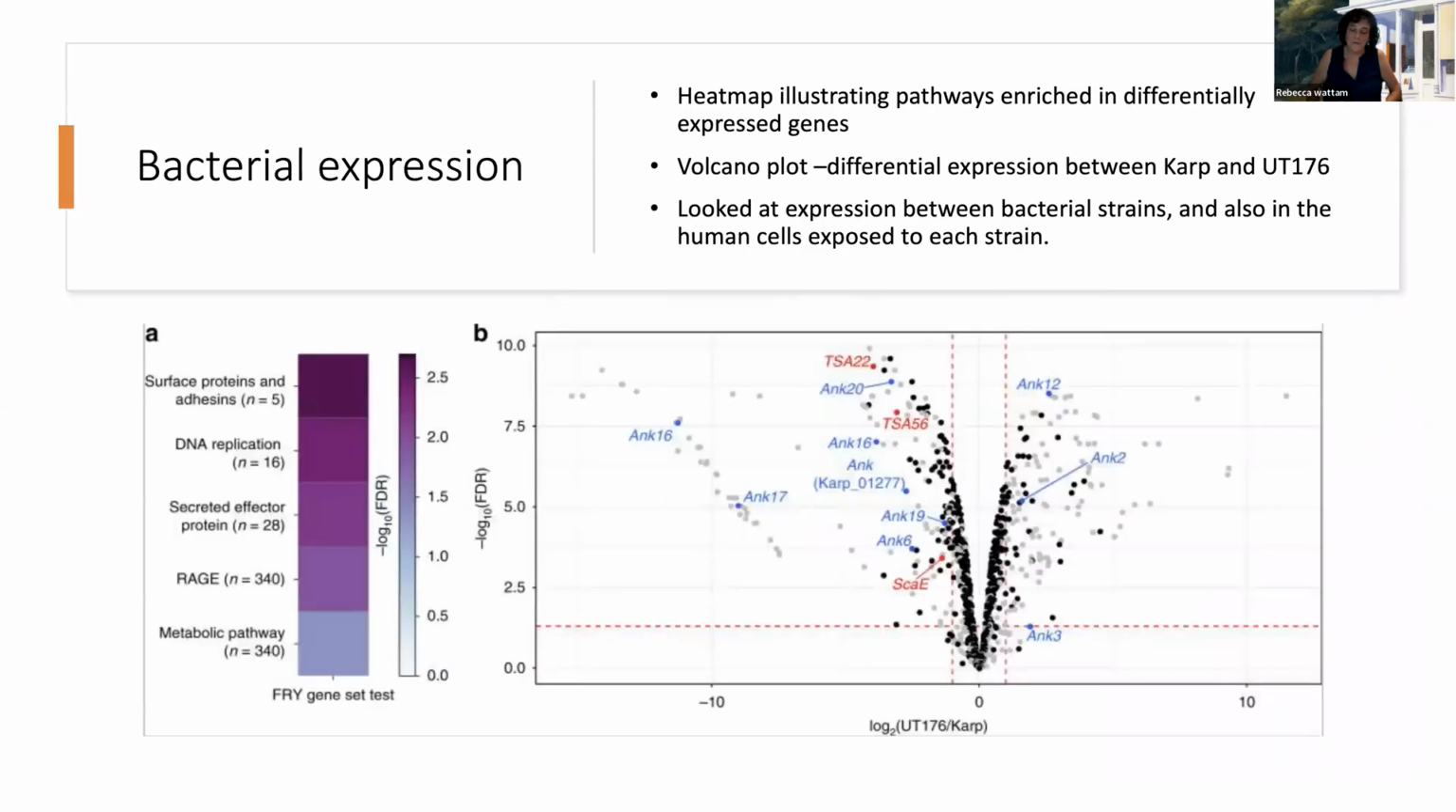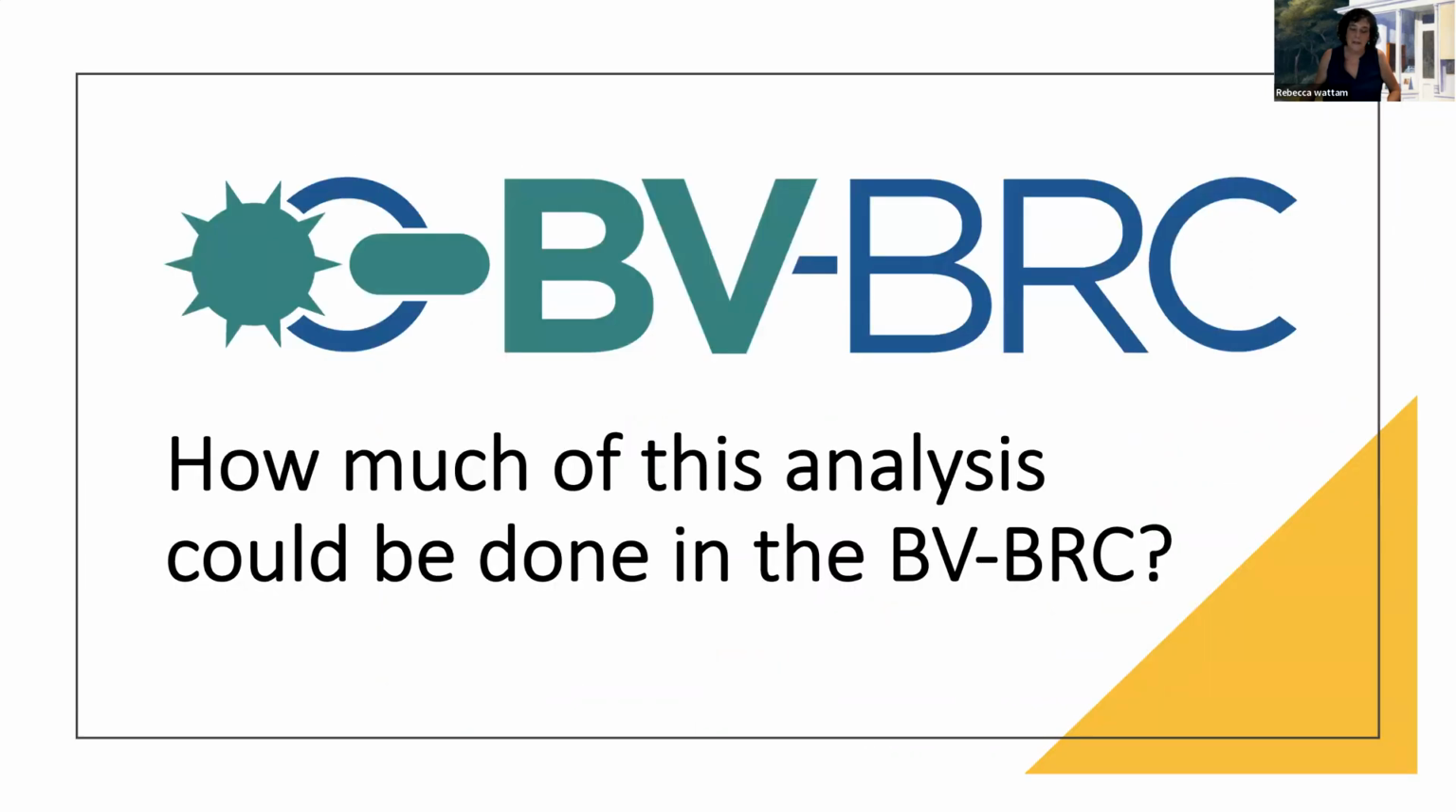And anybody who looks at RNA-Seq analyses knows that it may be the law of RNA-Seq that you have to include heat maps and volcano plots. So they provided both, for the human cells and for the bacterial cells. So how much of this analysis could we do in BV-BRC?